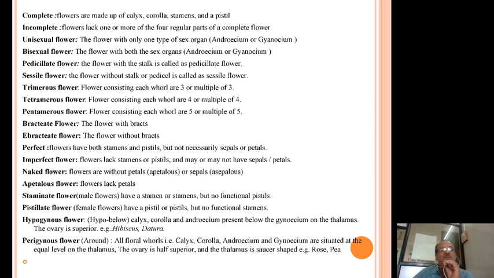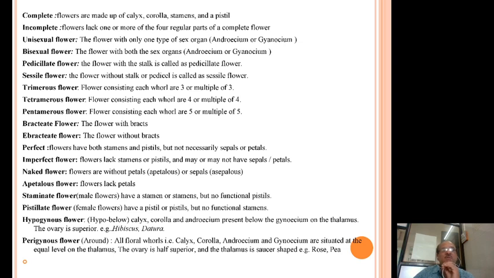Then you have the perfect flower and the imperfect flower. In a perfect flower, both the male sex organ and female sex organ are present. Sepals and petals might be absent or might be present. But in an imperfect flower, you have only one type of sex organ. As for sepals and petals, if they are present, it's okay. If they are not present, then again it's okay.